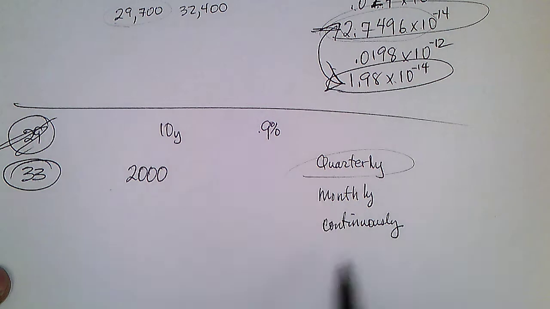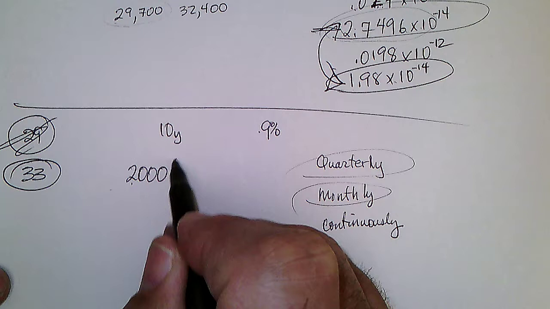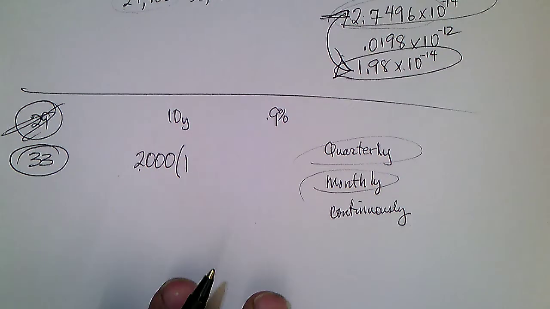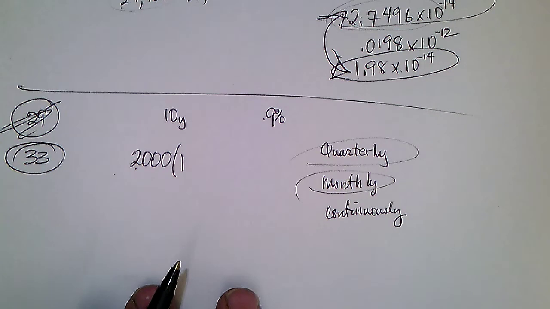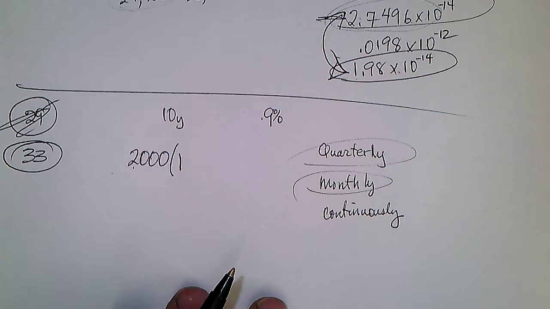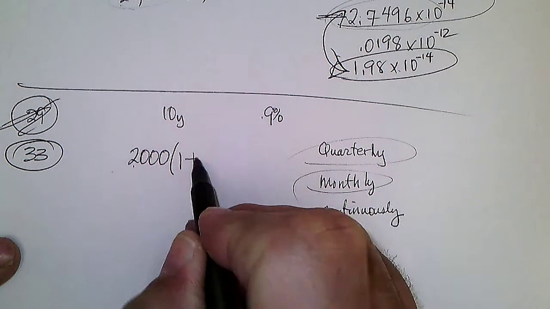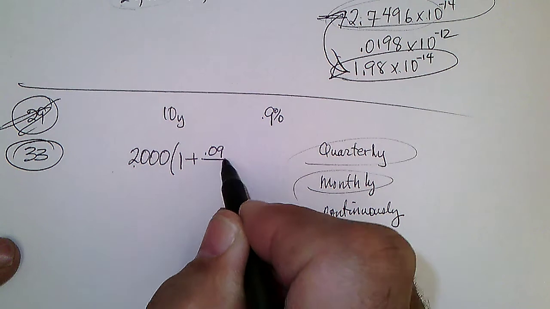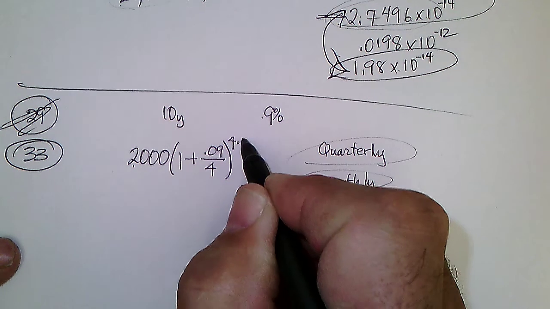Okay, the quarterly and monthly all work off of the formula that says it's the original amount, 100% of the original amount, plus. I want to be able to see here, make sure you can see it, so I got to move a few things on my computer. Okay, good. 1 plus the interest rate, 0.09 quarterly, that's 4 times a year, to the 4 times the number of years, which is 10.